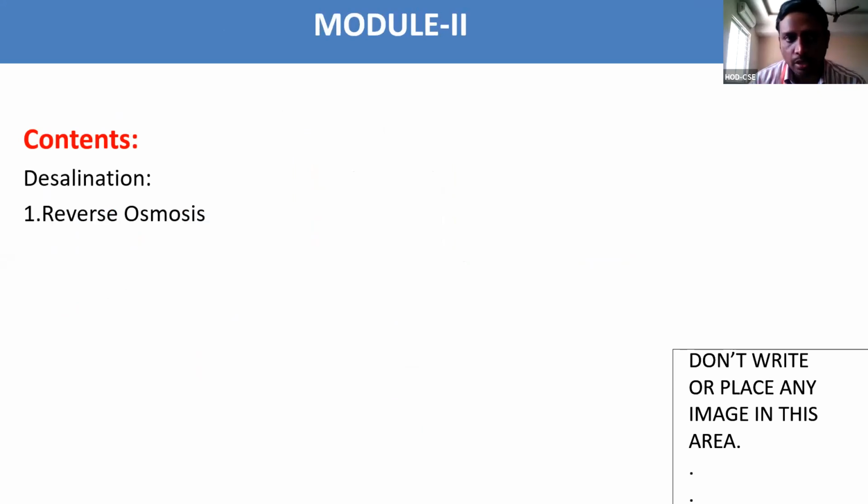Now, the last topic in this module 2 is desalination. What actually is desalination? It is the process of removal of dissolved salts present in the water. There are several methods of desalination, but in our syllabus we have reverse osmosis. Using reverse osmosis, we convert impure water into pure water by removing the dissolved salts.